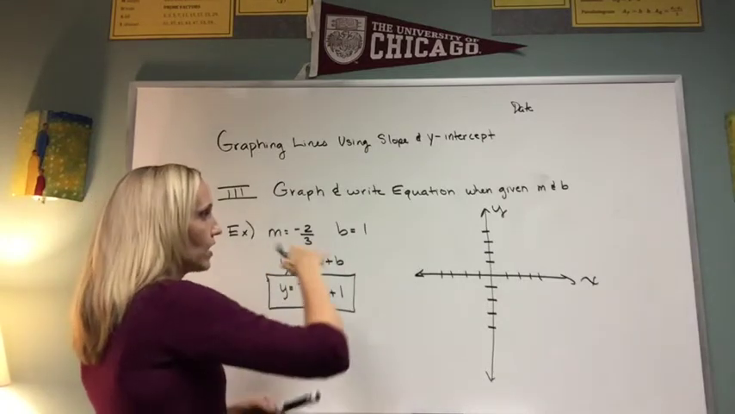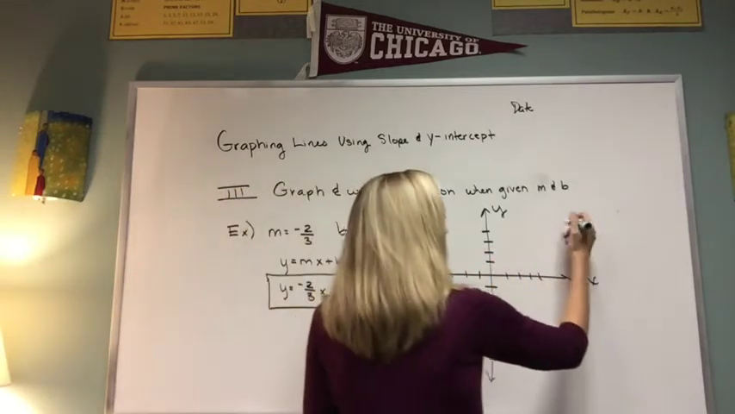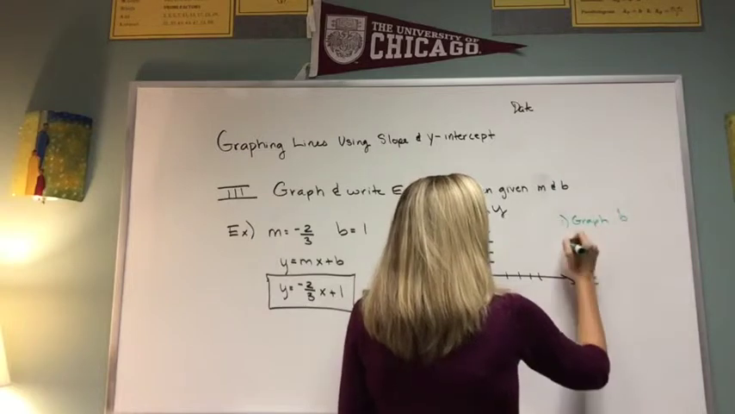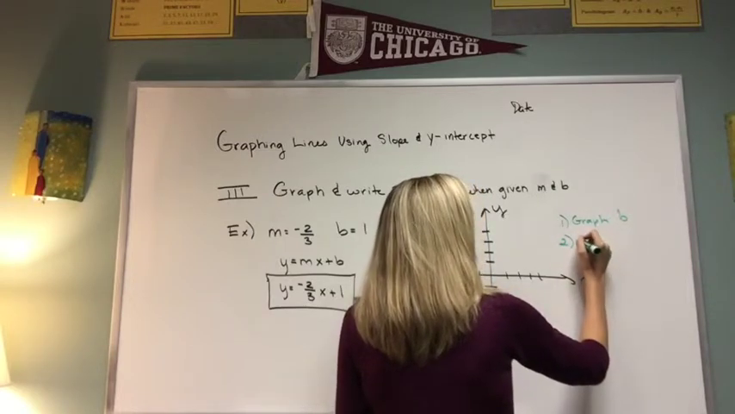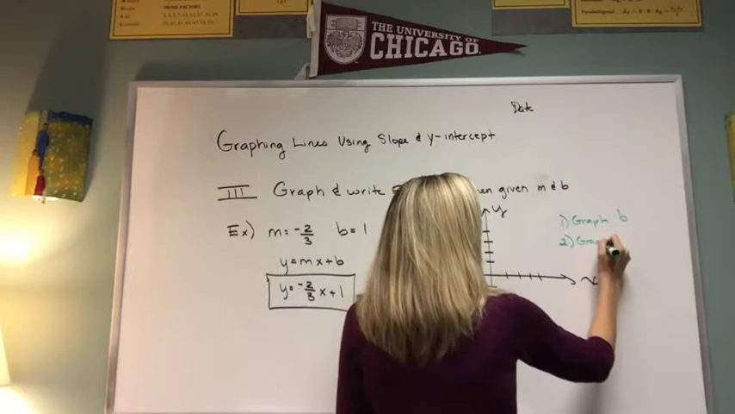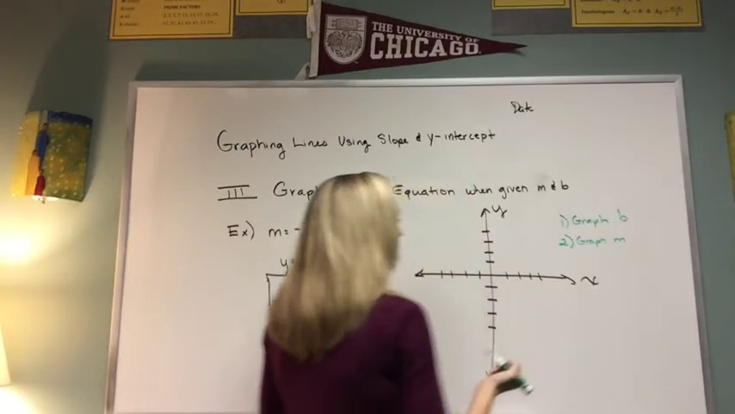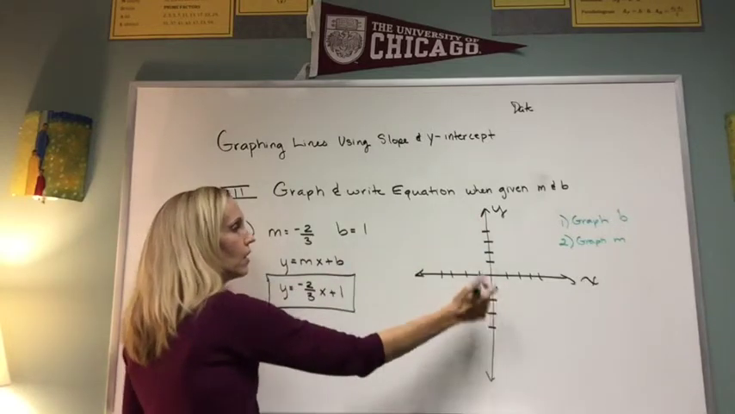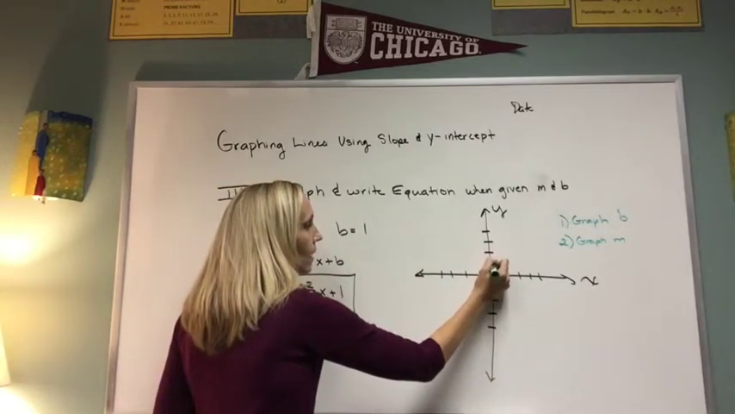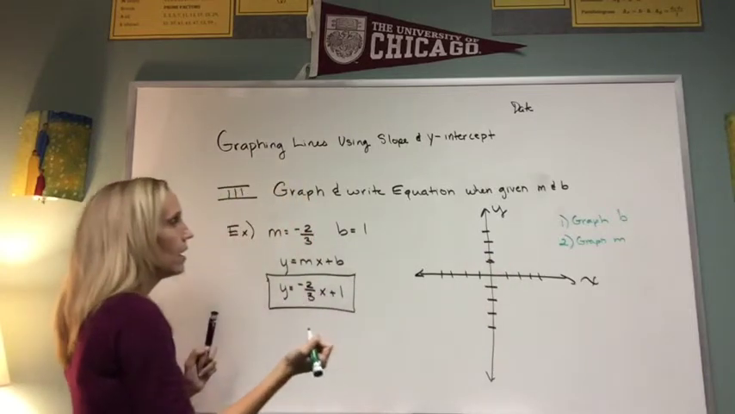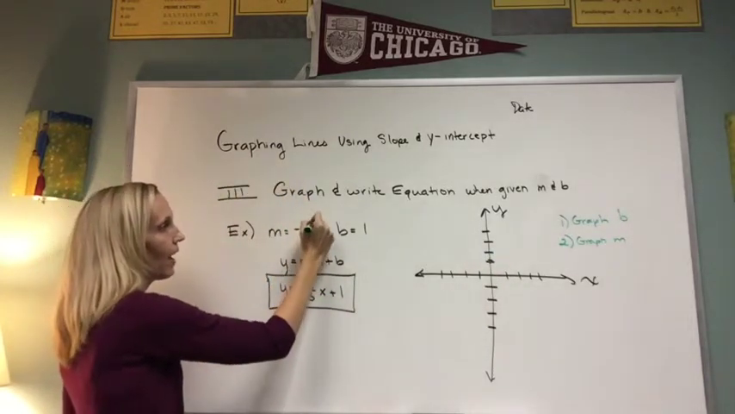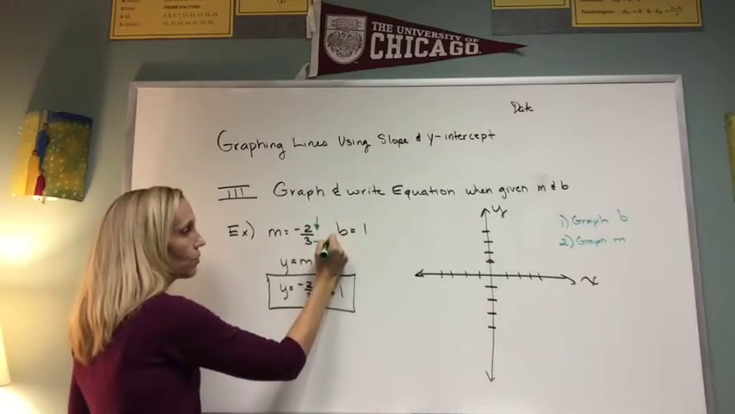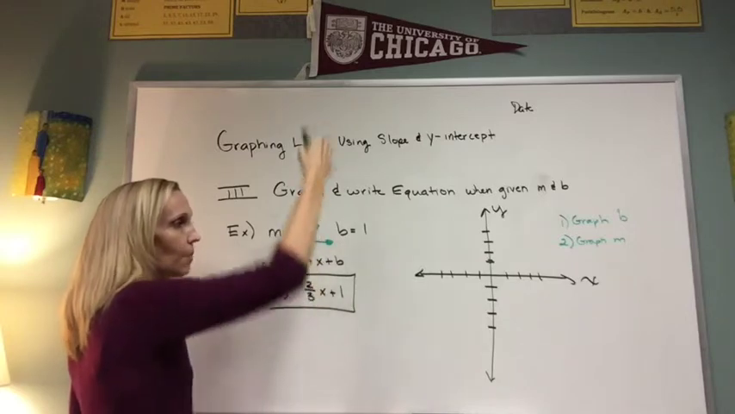Okay, what's our first step? Our first step is to graph your b. And then the second step is we are going to graph your slope. So my b is positive 1. So I'm going to go on the y-intercept, to where 1 is, and I'm going to put a dot. Now, because this is negative, I'm actually now going to go down. Again, I'm always going to go to the right, but because I have a negative slope, I go down.